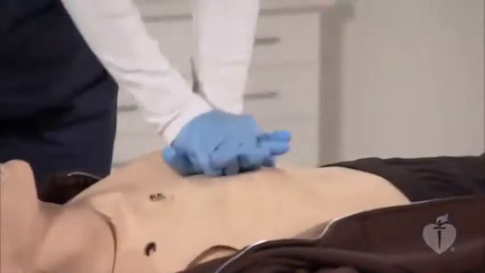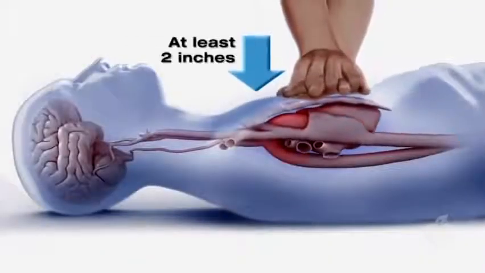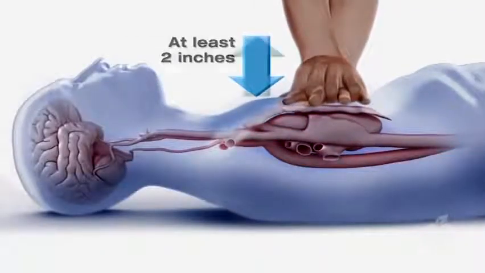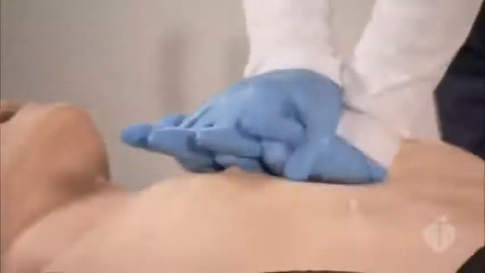To perform high-quality chest compressions, you should push hard and push fast. Push hard means that you should compress the chest at least 2 inches and allow complete chest recoil after each compression. If the chest does not completely recoil, coronary perfusion will remain low. Push fast means to deliver at a rate of at least 100 compressions per minute.